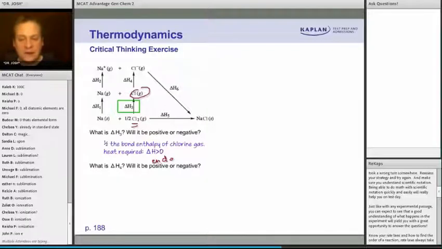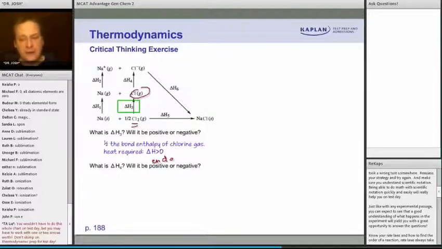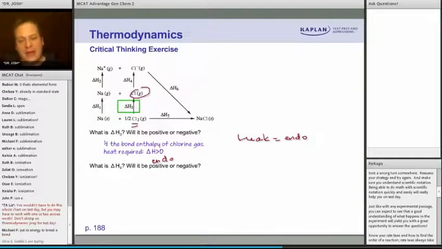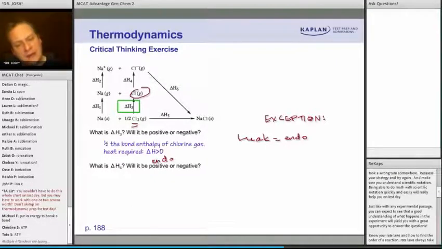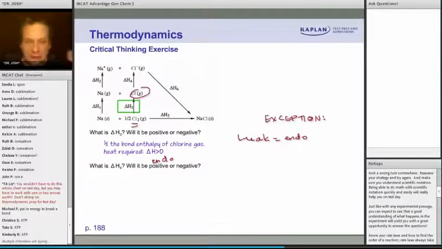Now, delta H3 is going to be what we consider half the bond enthalpy of chlorine gas, because we're taking chlorine gas, splitting it in half, and we're left with chlorine. And again, that's endothermic. Bond breaking is endothermic. Bond making is exothermic. So when you break a bond, that's going to be endothermic because you're disrupting it. There's one exception to this rule, though, about bond breaking and bond making that the MCAT will expect you to realize off the top of your head. What is the one biological molecule in which breaking a bond is not endothermic?